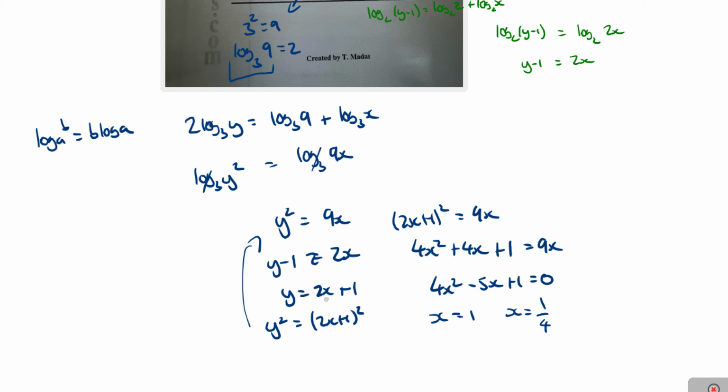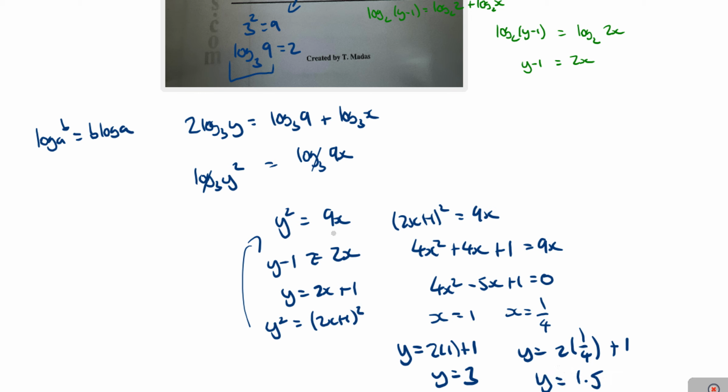That's 2x plus 1, sorry, just checking, so it's 2x plus 1, I have done it correctly, so therefore y equals 2x plus 1, so y is equal to 2 times 1 plus 1, so y is equal to 3, and y is equal to 2 times a quarter plus 1, so 2 times a quarter is a half, plus 1, so y is equal to 1.5.